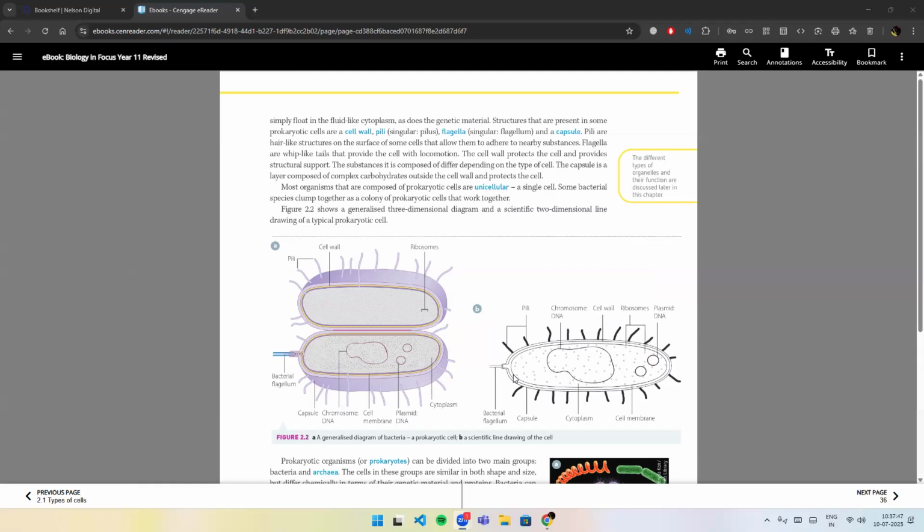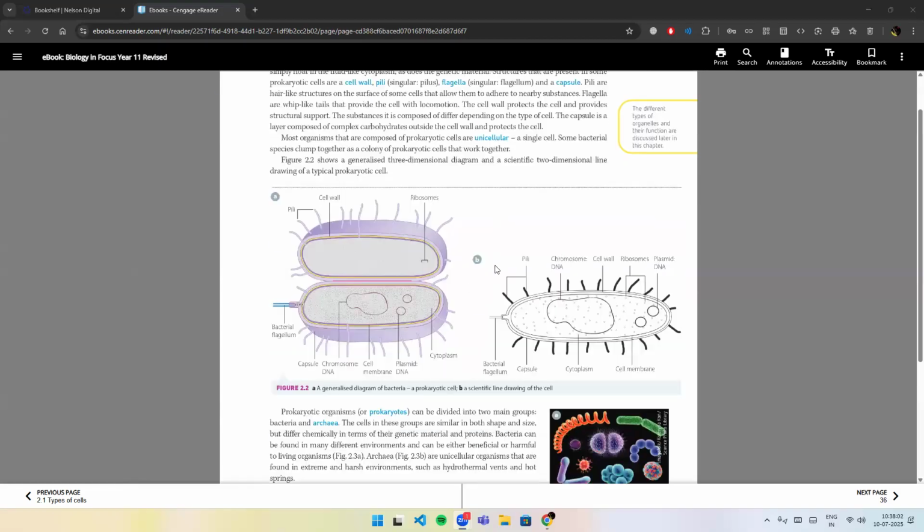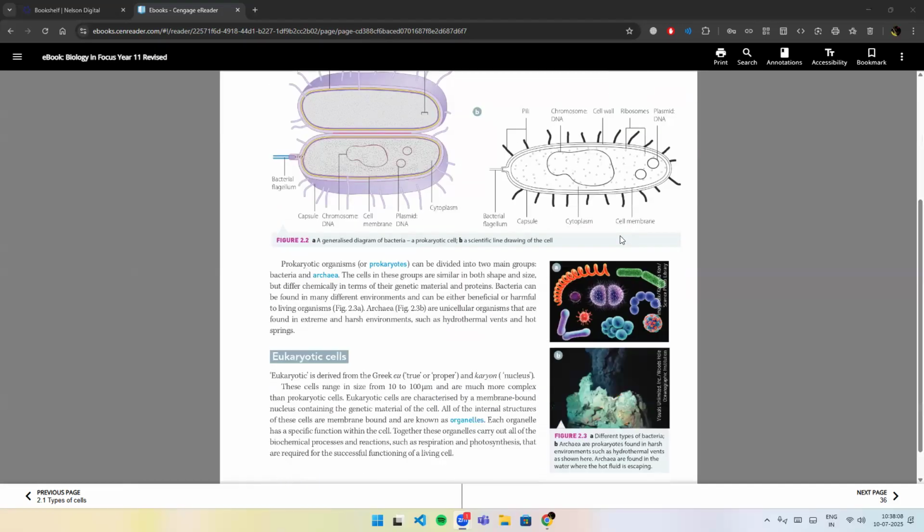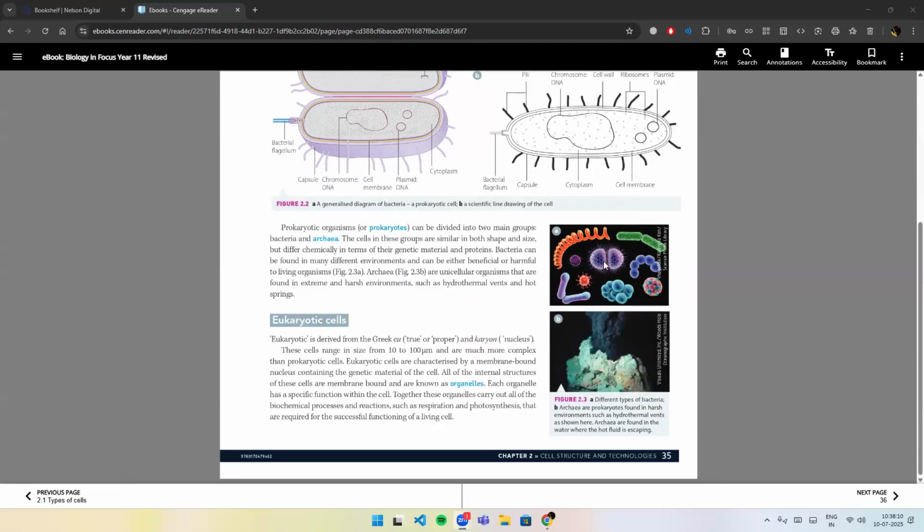Most organisms that are composed of prokaryotic cells are unicellular, a single cell. Some bacterial species clump together as a colony of prokaryotic cells that work together. Figure 2.2 shows a generalized three-dimensional diagram and a scientific two-dimensional line drawing of a typical prokaryotic cell. Prokaryotic organisms or prokaryotes can be divided into two main groups, bacteria and archaea.